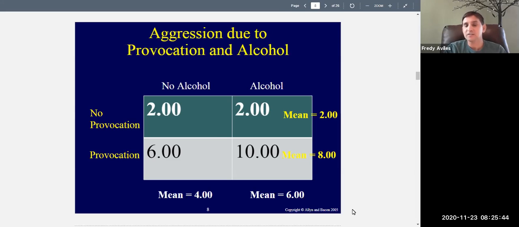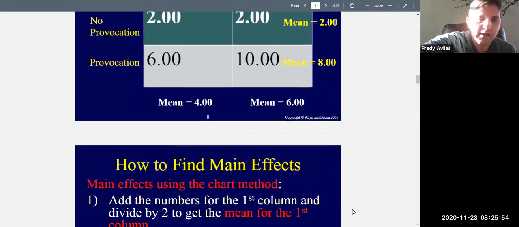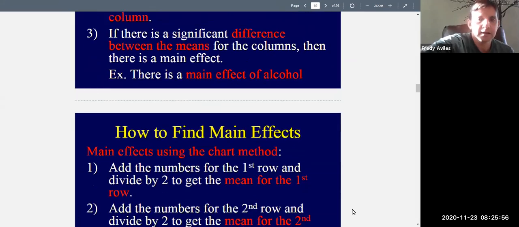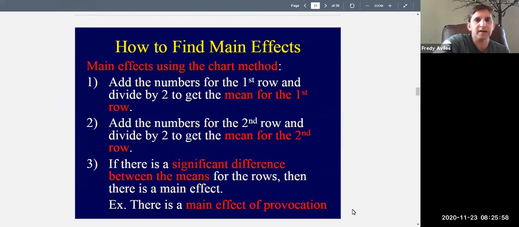There's a difference there. That's a main effect of alcohol. As you go from no alcohol to alcohol, the aggression goes up. Those that were intoxicated were more aggressive on average. That's what that means. Okay, that's for the columns. Okay, now let's find a main effect going the other way. Let's find the main effect for the rows.